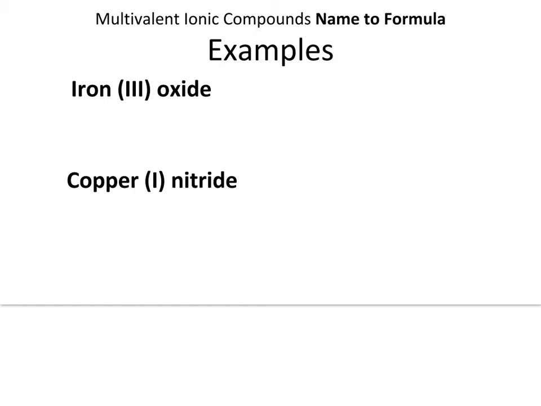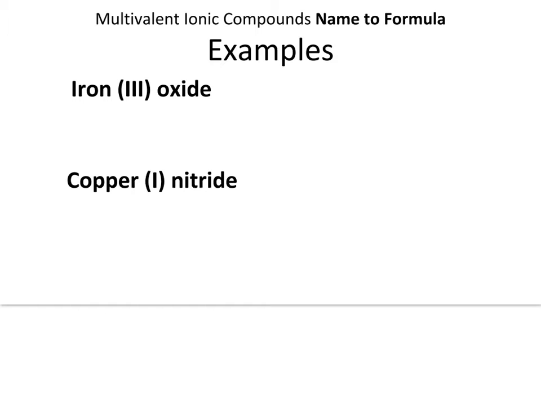In this example, we're going to write the formula of a multivalent ionic compound if we know its name. The way you are going to know that you have a multivalent ionic compound as opposed to a different type of ionic compound is by the Roman numerals in parentheses following your metal element. There are two different ways to do this problem. You should do whichever one makes the most sense to you and gets you the correct answer.